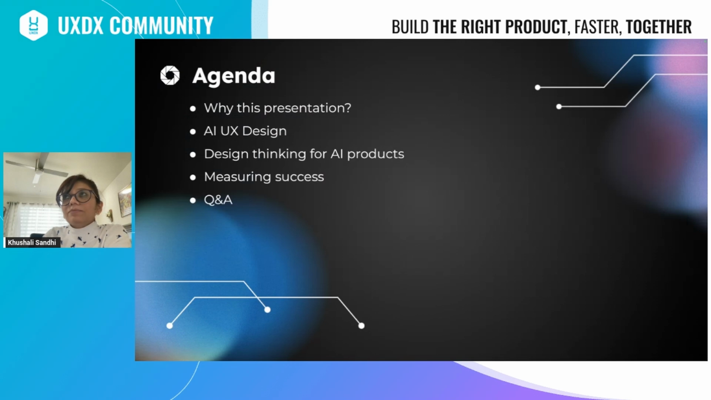So coming to the agenda, I'll first talk about why we are having this session. I talked a little bit about it already, but I would like to deep dive on it, the goal of this. I would also go into the definition of AI UX design, although it's not accurate, it's just how I'm seeing AI influencing UX design. Then we'll dive into design thinking for AI products. At the end, we don't want to miss out on how we measure success once we have designed something. So we'll get into that as well, and then we can take questions. But if there are any questions in between, feel free to shoot them to us.